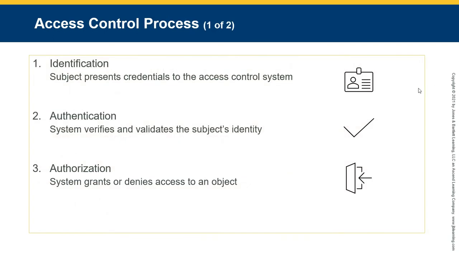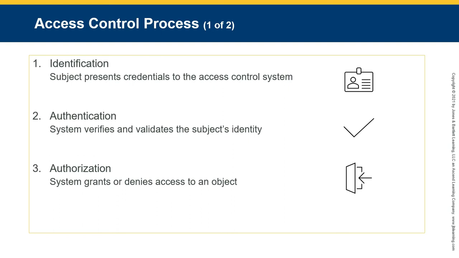So, how do we get our access control process? Identification. First step, the subject presents credentials to the access control system. Is it a badge, a login, a password? They might have tokens, which we'll talk more about. Authentication. The system verifies that they're on the list and validates the subject's identity. If they're using a card with a picture on it, it's pretty simple. If it's a login password or biometrics, that's a second authentication.